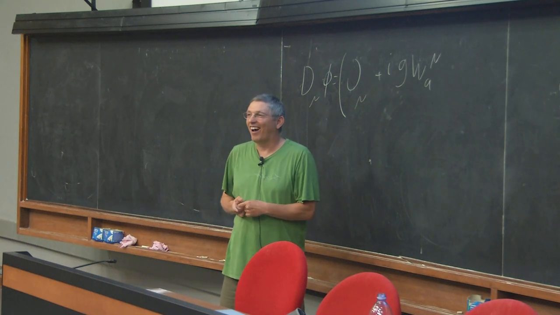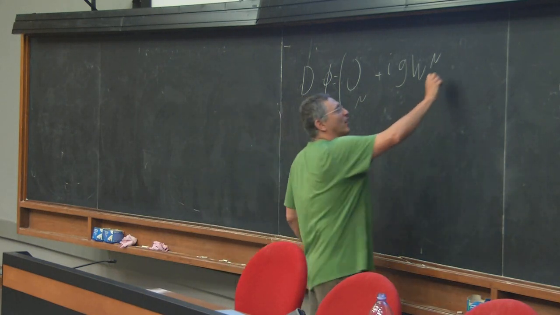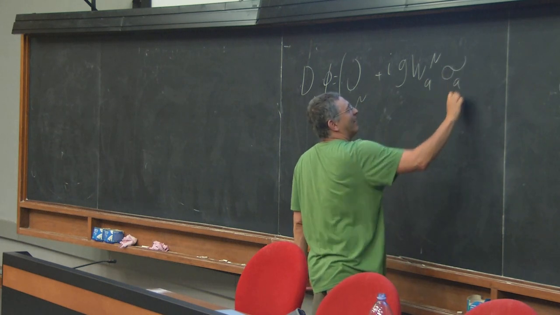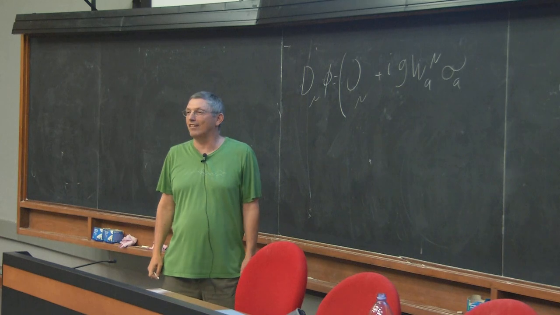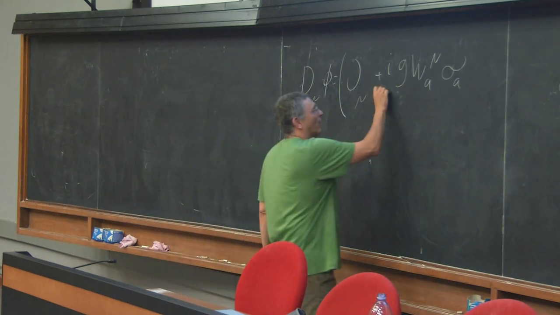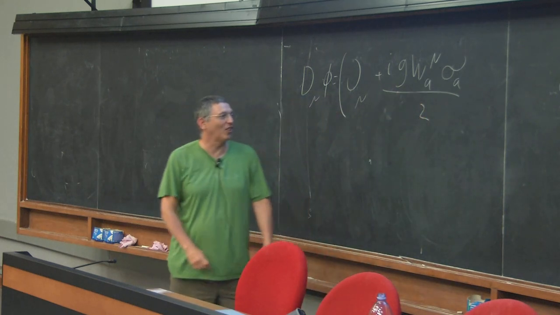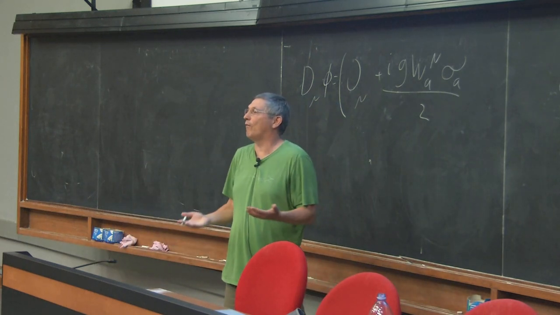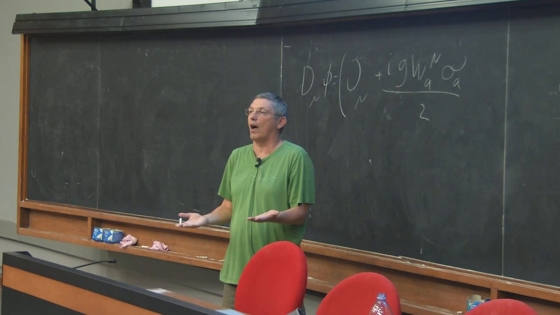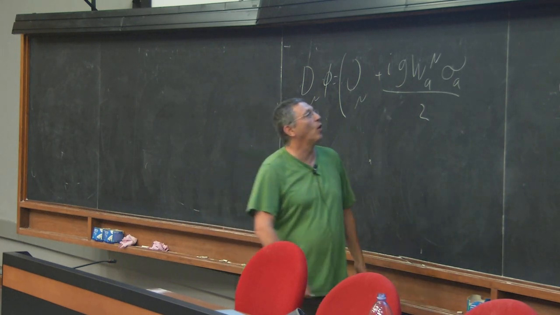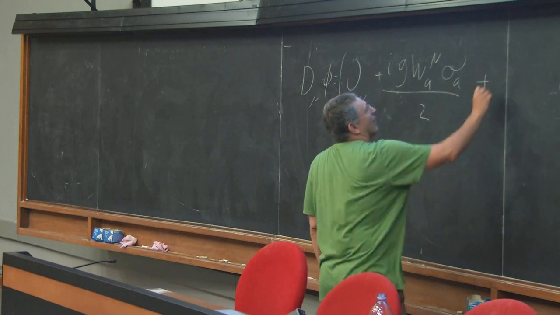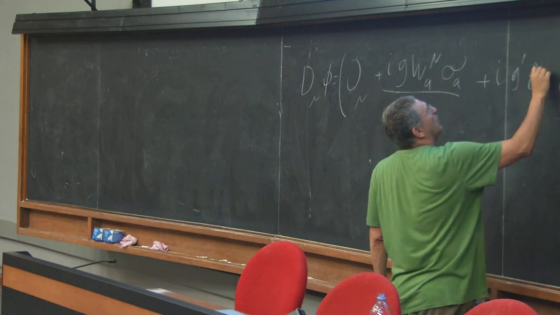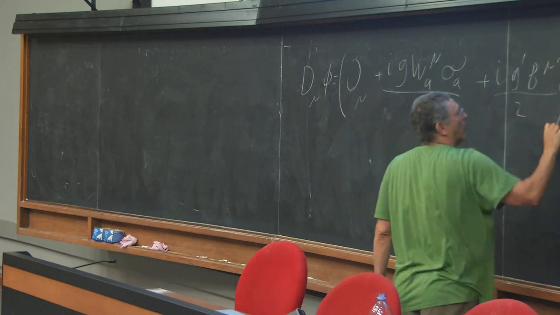Sigma, how do I write sigma? Sigma, do I need something else? Oh, now you start talking. Good. And now let's talk about the coupling to the B mu. What is the value of the hypercharge? What is the value of Y? It's plus, so I have plus i g prime B mu over 2 times psi.